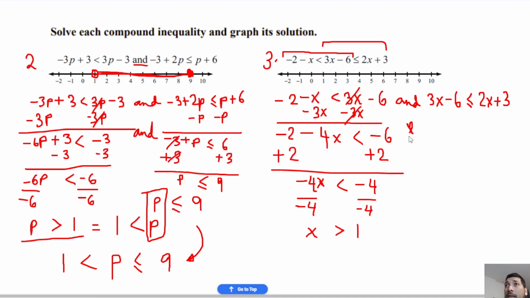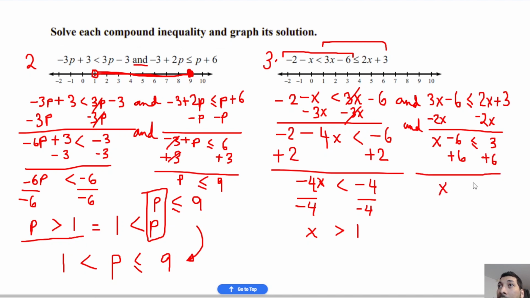Now over here we have another inequality, 3x minus 6 less than or equal to 2x plus 3. So we take this 2x to the left side, we put a subtraction minus 2x on both sides. We have 3x minus 2x, that is x, minus 6 less than or equal to 3. And we take this 6 to the right side by adding 6 on both sides. We get x less than or equal to 9.